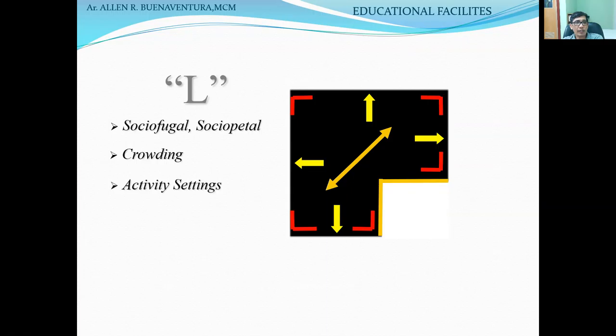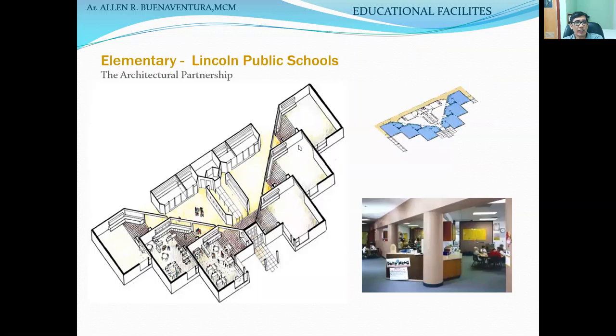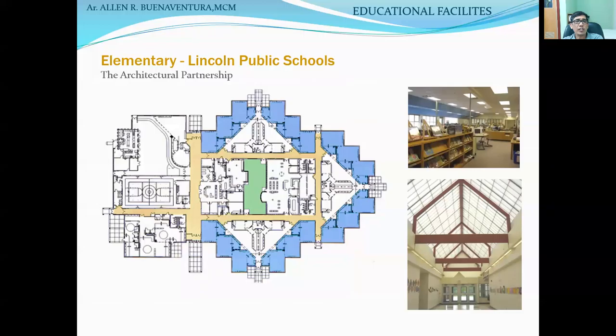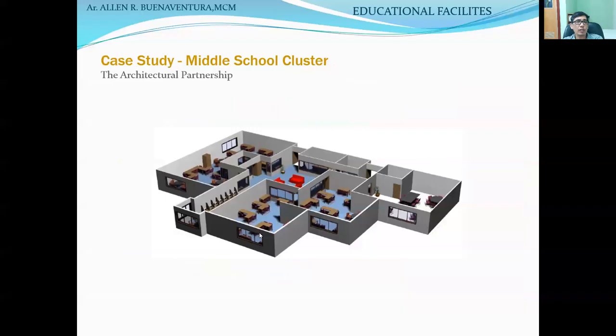We have the activity settings. And these are the different configurations of the L-shaped structures, no? It's L-shaped rooms, the Lincoln Public School, a public elementary school. Okay, the classroom is a square, but there is what you call an addition for collaboration areas or interactive areas or pad areas for each classroom. And all classrooms are interconnected. So these are the new ways on how to design elementary schools. So this is the case study by the Architectural Partnership.